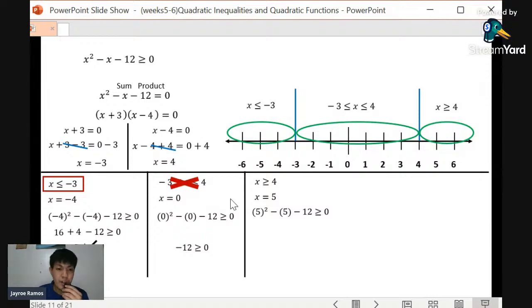But of course, for now, we're going to use 5, kasi yun yung pinakamalapit. Okay, let's simplify. What is 5 squared? So 5 squared is 25. And then of course, simply minus 5, and then minus 12 is greater than or equal to 0. O, pakisimplify nga po niyan. 25 minus 5 minus 12 is greater than or equal to 0. Ano po ang sagot dyan?